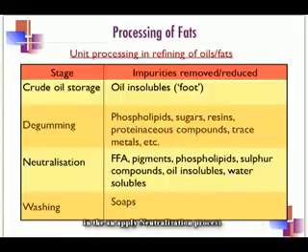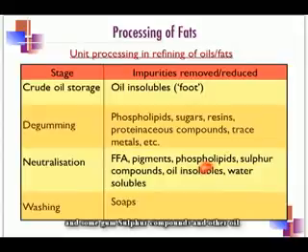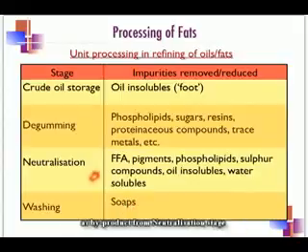In the alkali neutralization process, we add the caustic, or sodium hydroxide, to neutralize the free fatty acid and also remove other components, pigments, and some gums, sulfur compounds, and other oil insoluble and water soluble compounds. Then the washing step is to wash the soaps that are produced as a byproduct from the neutralization step.